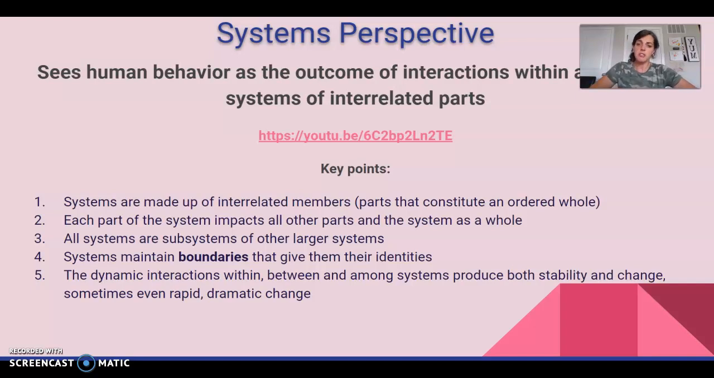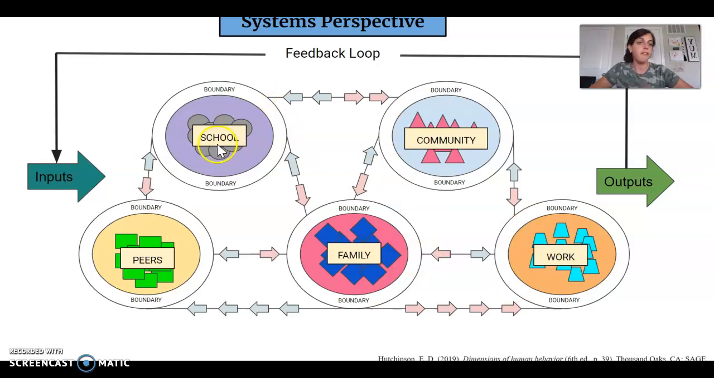The dynamic interactions within, between, and among systems produce stability and change, sometimes even rapid and dramatic change. If we go back to school, say there is a school shooting. That's going to directly change the environment of a community: safety protocols, feelings of safety, families wanting to send their kids to school, parents not wanting to go to work because they can't send their kids to school because the school environment has to be cleaned up from the casualties. So different events can very quickly influence a system.